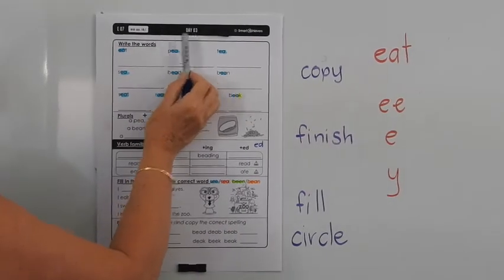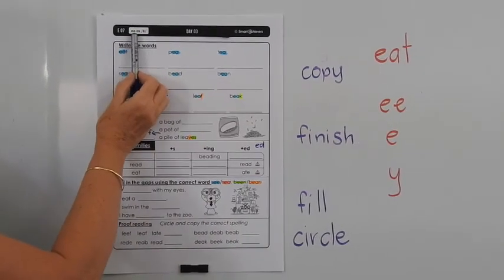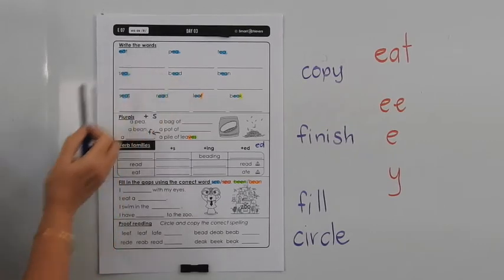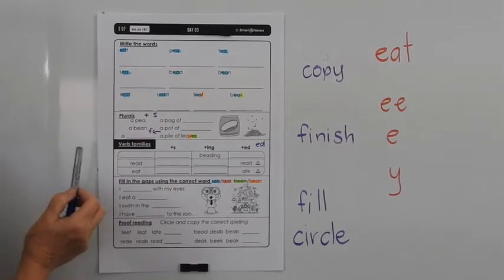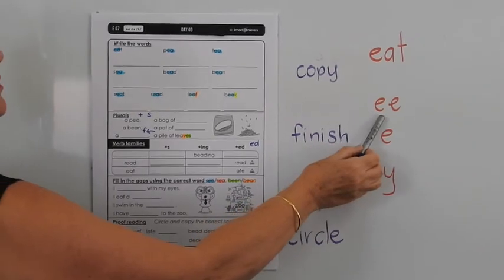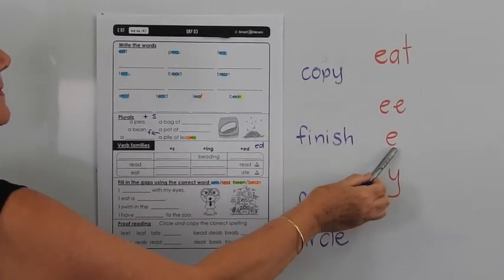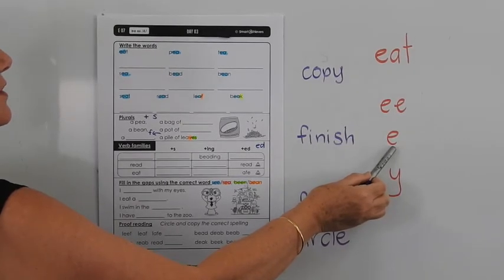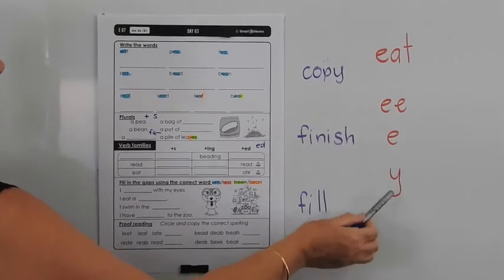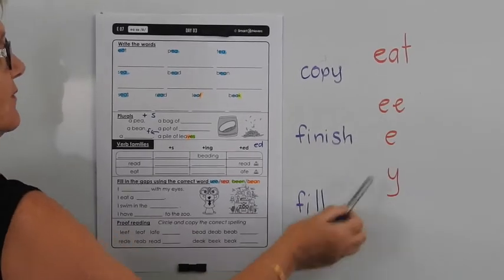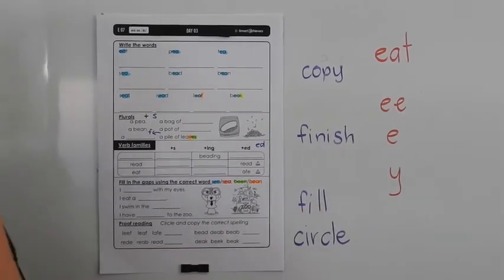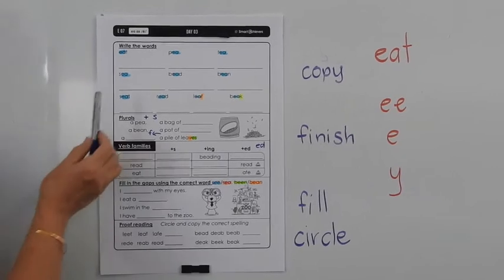E7 day 3, we're revising that EA may say E in some words. So we've already learned that you can use two E's together for the long E sound, or one E as in me, he, she for the long E sound at the end of a word, and you can use a Y at the end of a word for the E sound, like lady, baby, etc.